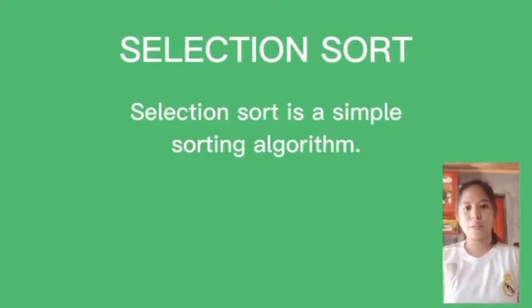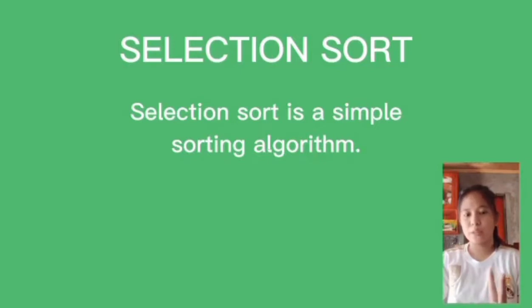Selection sort is a simple sorting algorithm. It is an in-place comparison-based sorting algorithm, in which the list is divided into two parts, the sorted part at the left end and the unsorted part at the right end.